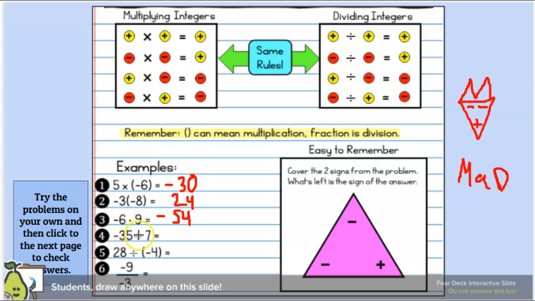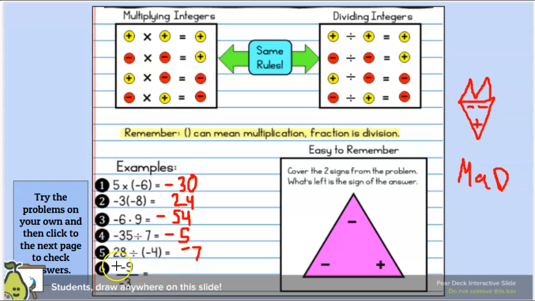So negative 35 divided by 7, it's a negative divided by a positive. Oh, look, negative divided by a positive gets me a negative. It shows you also in the top. And so you would get negative 5 because 35 divided by 7 is 5. 28 divided by 4 is 7. And then a positive divided by a negative is a negative.